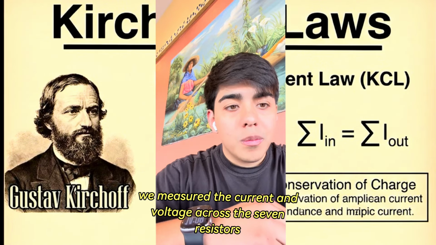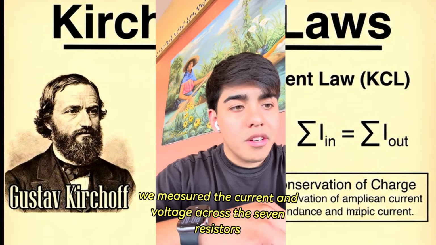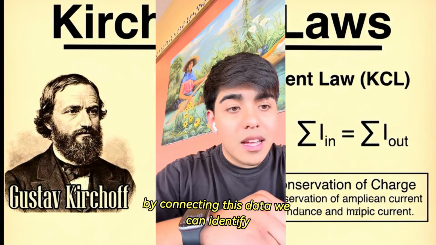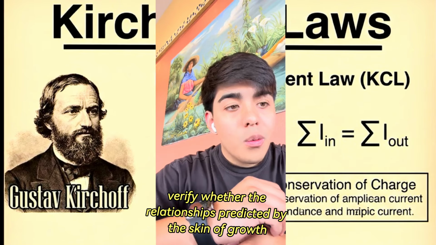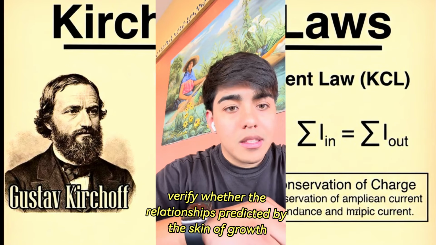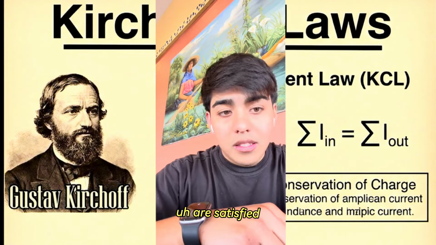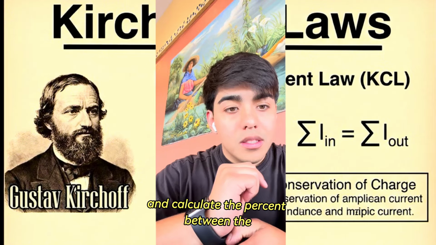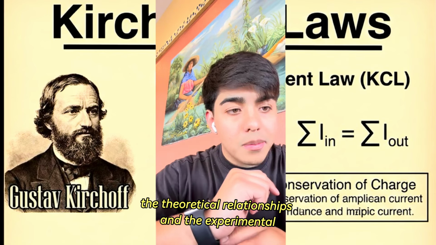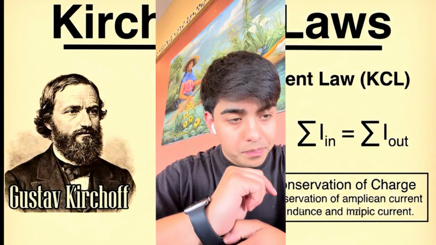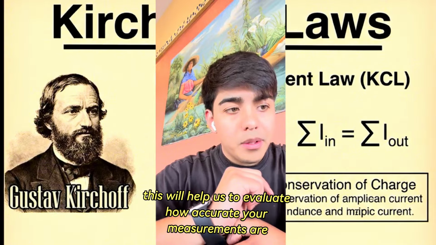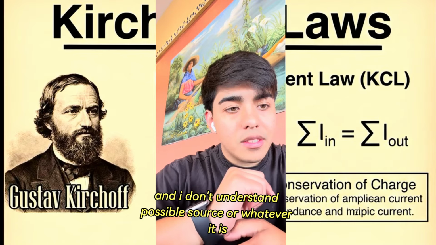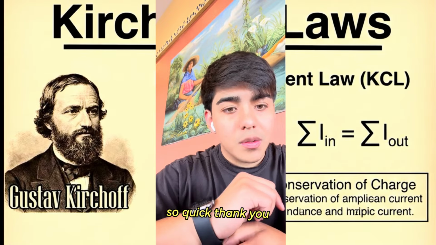In the experiment, we measured the current and voltage across several resistors in a circuit using the multimeter and sensors. By collecting this data, we can verify whether the relationships predicted by these rules are satisfied. We also compare the measured values and calculate the percent error between the theoretical relationships and the experimental results. This will help us to evaluate how accurate the measurements are and understand possible sources of error in the circuit.